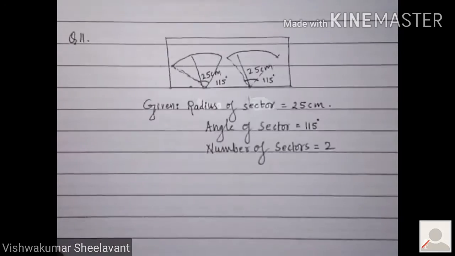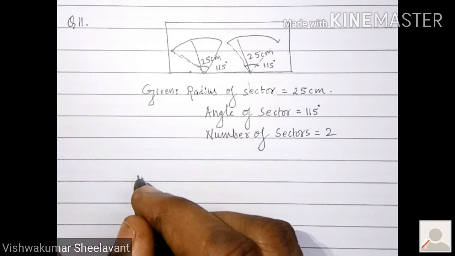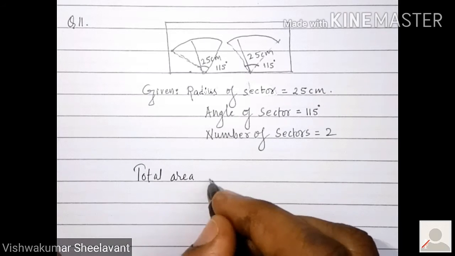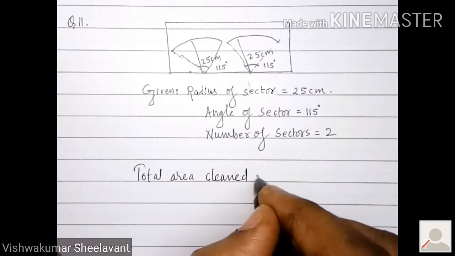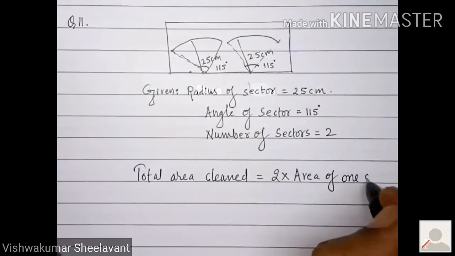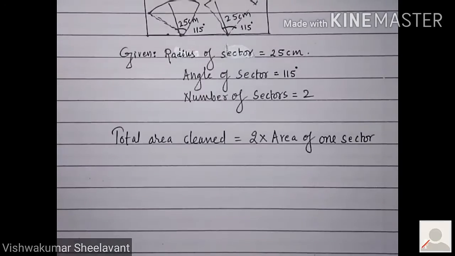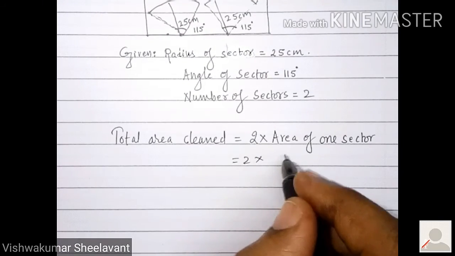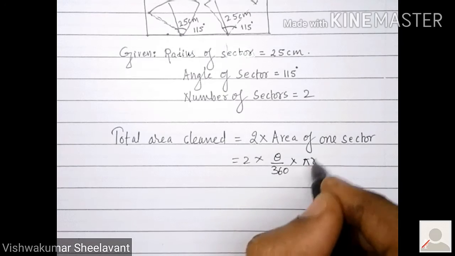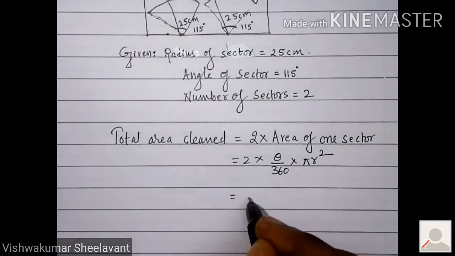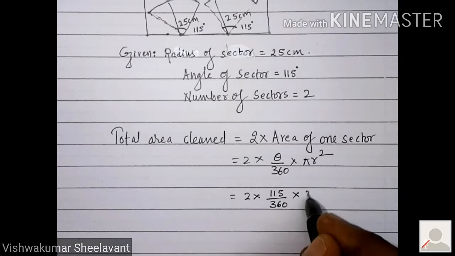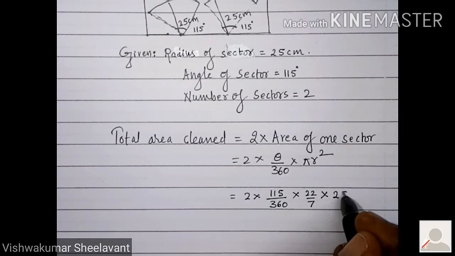Okay, so right now the total area cleaned is equal to 2 into area of one sector, that is equal to 2 into theta by 360 into pi r square, that is 2 into 115 divided by 360 into 22 by 7 into 25 into 25.